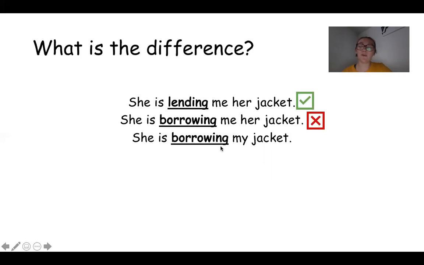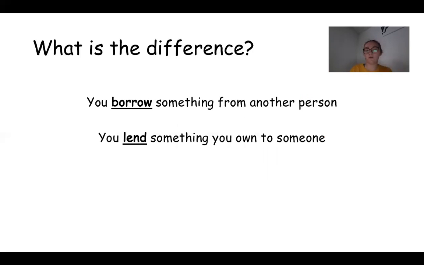But if you're talking about borrowing, you only want to talk about the thing that's being borrowed, the thing that's being taken, or she is borrowing her jacket, right? You're going to talk about the thing. You're not going to say, oh, here's another person, right? So that's correct. You borrow something from another person and you lend something you own to someone else. So borrowing is taking what somebody else has for a short time, and lending is giving somebody something that you have, right? For a short time.